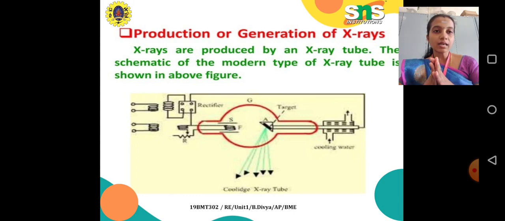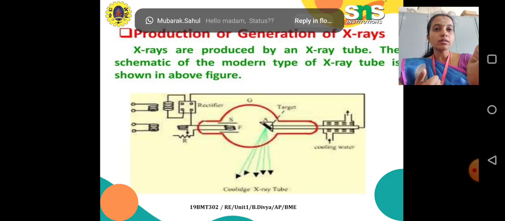We can see in this diagram we have transformers, rectifiers, resistors, and the target area, and the red color region is called the X-ray tube. Inside that X-ray tube, the X-rays will be produced. We also have the cooling water area. When the supply is given through the transformers, it will be passed on to the rectifiers.